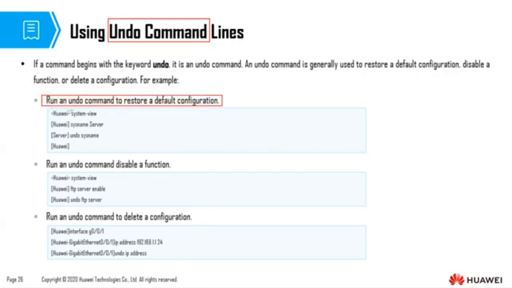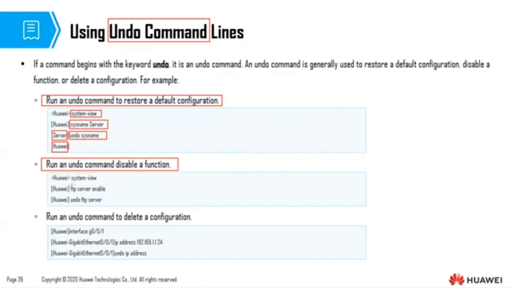So here, we are going to system view by typing system view on user view. Then we use the command sysname space, then we give it a new name, server. So the name changes to server. So if we want to remove this name, we can use the undo command. So undo sysname, and the name will go back from server to Huawei. So that's one.